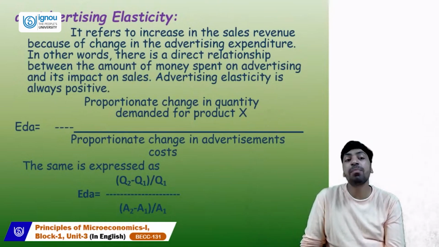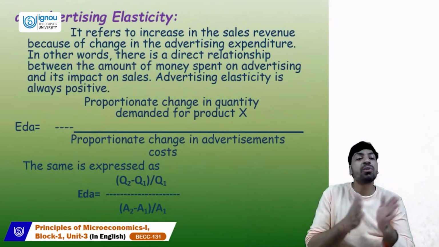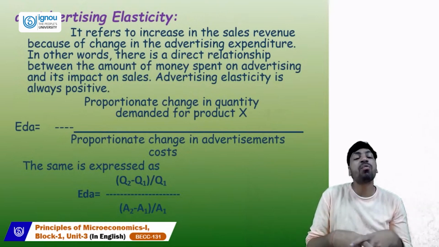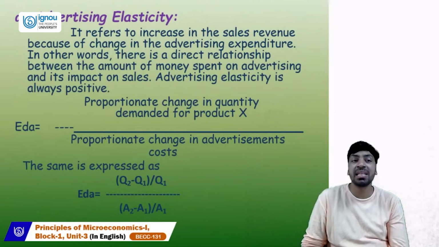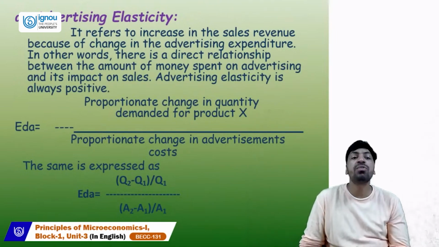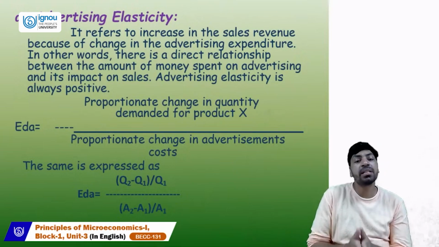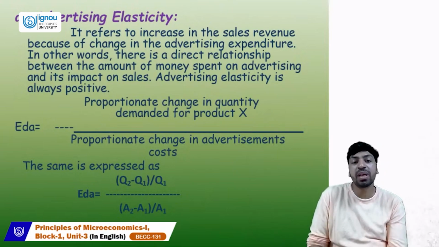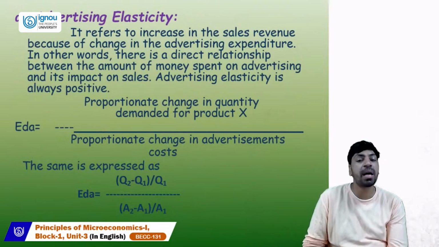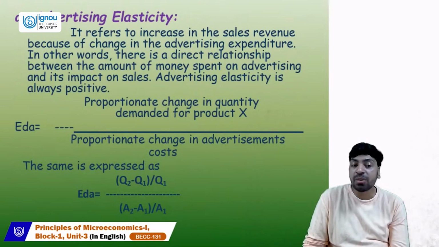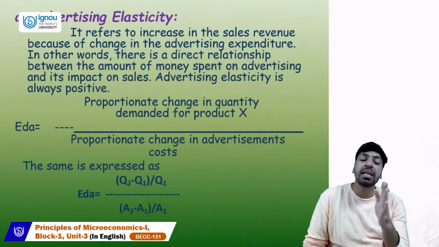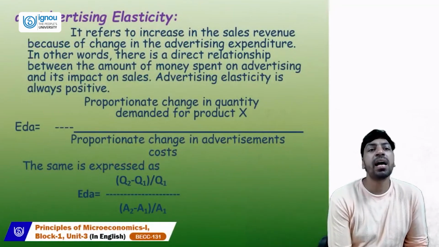And that's called advertising elasticity. Whatever the result calculated using these two formulas, it will always be positive in the case of advertising elasticity. The mathematical formula being shown on the screen is the proportionate change in quantity demanded for product X divided by the proportionate change in advertisement cost.